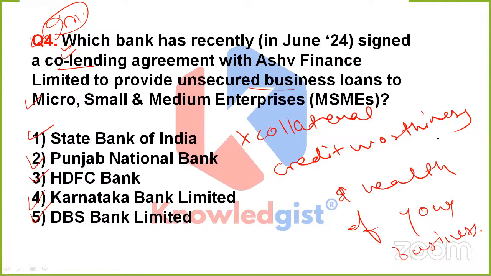These loans are a good option, friends, for businesses that don't have a lot of assets to use as collateral, or any business that needs funding more quickly, because these will provide faster processing times. A minimum documentation process would be there, and EMIs would be affordable. So that is the basic thing when we talk about unsecured business loans.